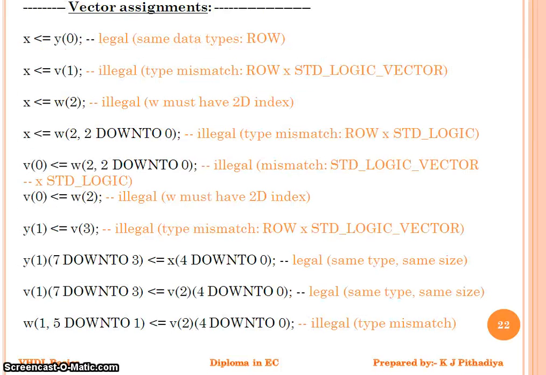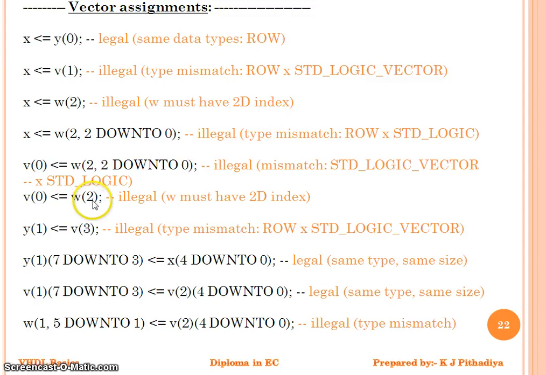v of 1 to x is clearly illegal, because we are assigning a std_logic_vector to a row. Same as w, there must be a comma. If the comma is not there, that's why it is illegal. Again, 2 comma 2 down to 0: here we cannot write the vector, we have to write a scalar value, so that is also illegal. Again this is illegal.